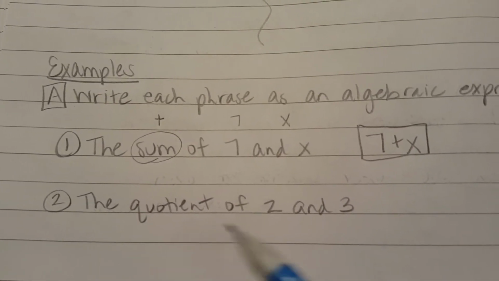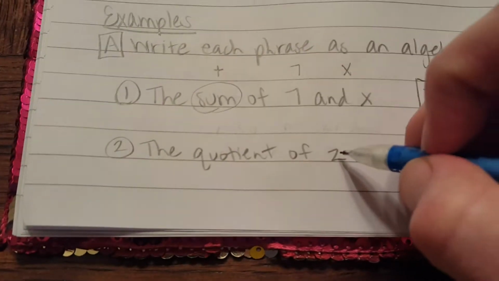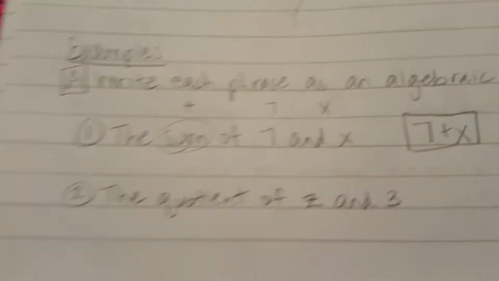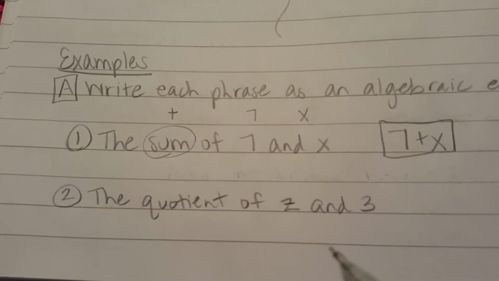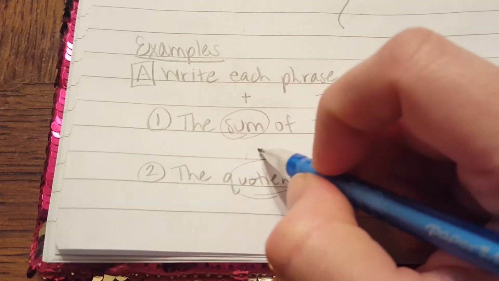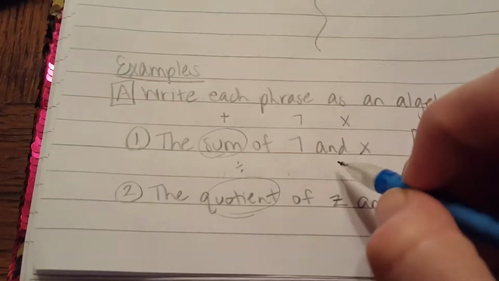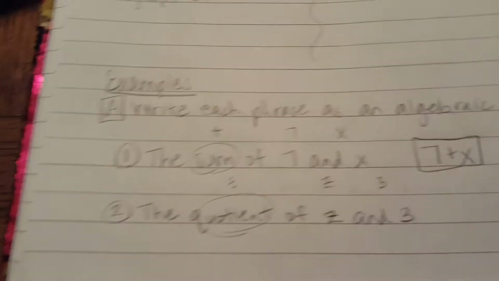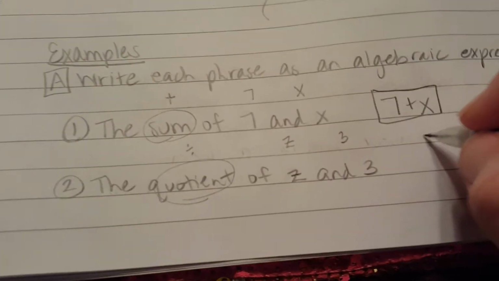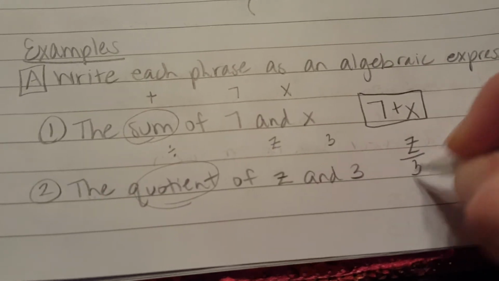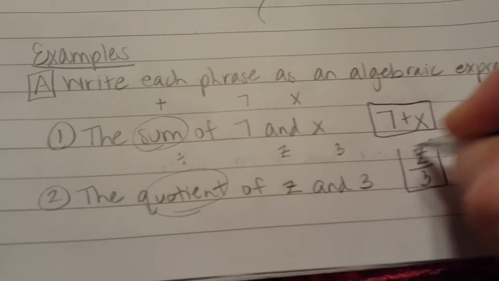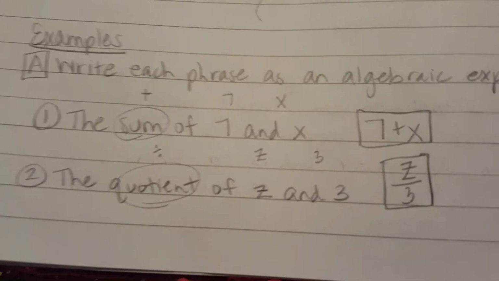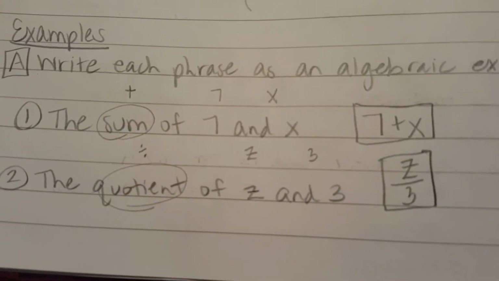Next, we have the quotient of z, and I'm going to draw a little line through it so you know it's a z and not a 2. The quotient of z and 3. Quotient is our key word here. That means divide, and we're dividing z and 3. So the way we would write that is we would write it as a fraction, because remember, fractions just mean divide, and it would be like that, z divided by 3.